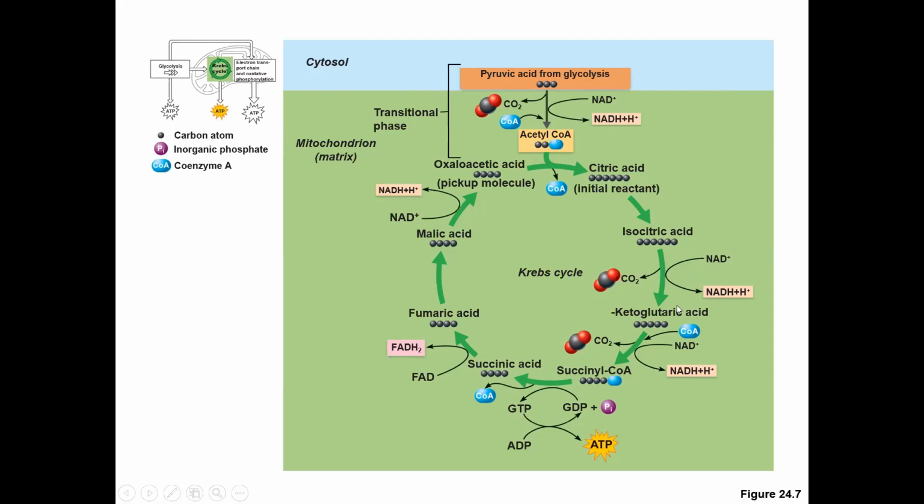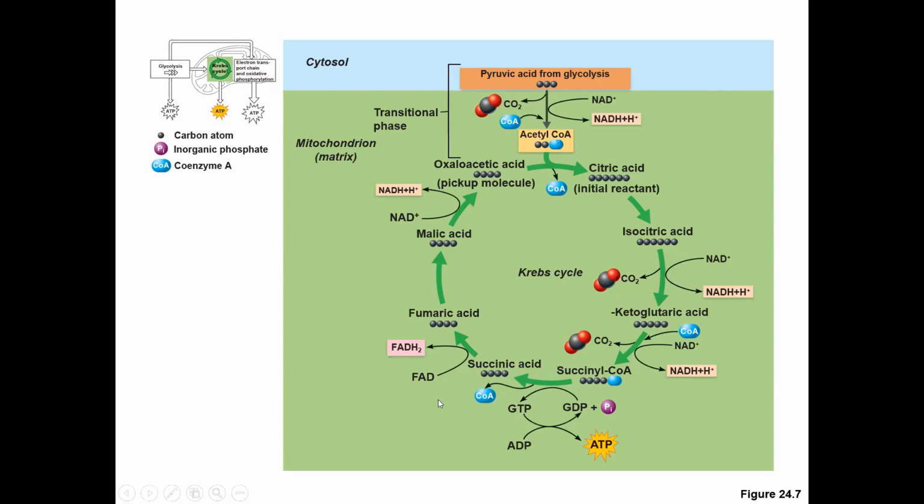More CO2 comes off. We get more high energy electrons. We make 1 ATP. We grab more high energy electrons by oxidizing with FAD. We do it one more time over here. And we end up with a 4-carbon compound again, ready to go again. All the Krebs cycle is, is a sequential process of generating high energy electrons and the formation of CO2.